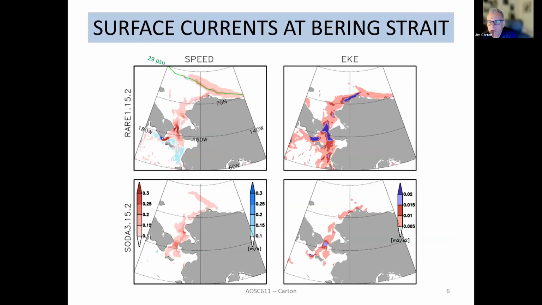Just to entertain those of you who think about the Pacific side of the Arctic, these are the surface currents at Bering Strait. The time mean speed is over on the upper left, eddy kinetic energy upper right for RARE, and lower left and lower right for SODA. And you see the acceleration of the currents as you get into Bering Strait and the strong eddy kinetic energy. You can see, I guess, the Chukchi shelf current here, which is rather evident in RARE, less evident in SODA.